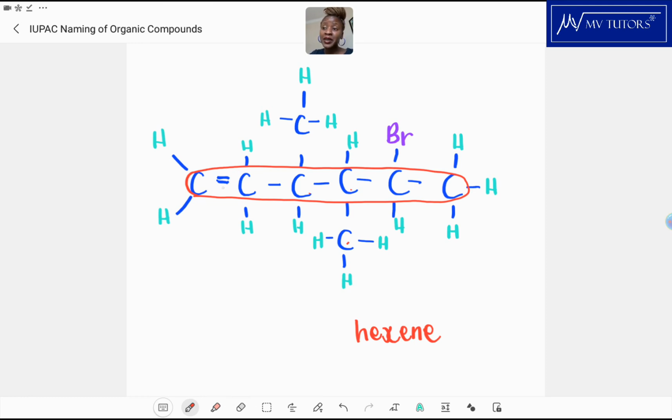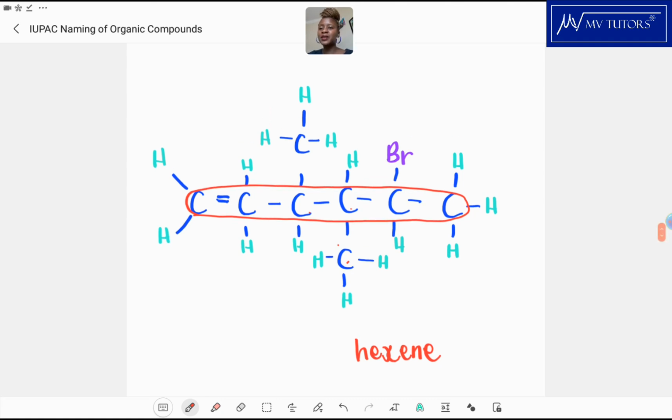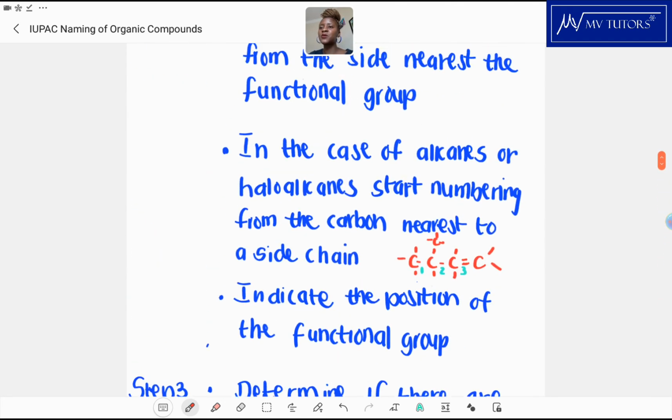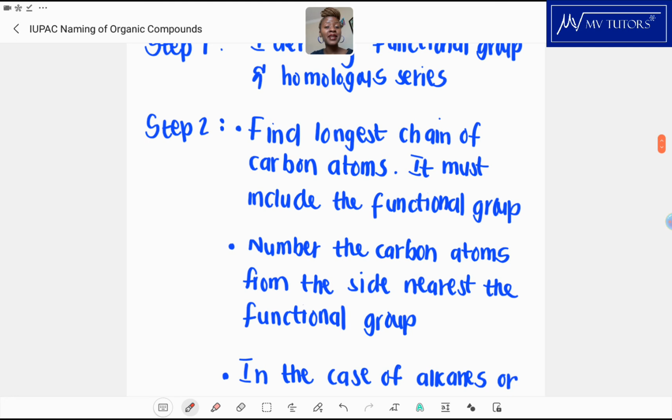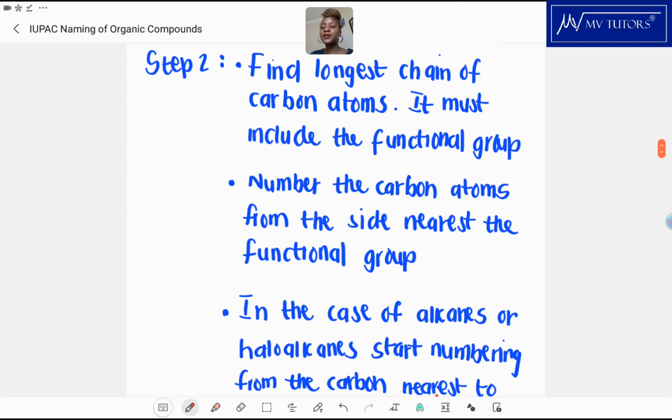Do you start numbering where you have the double bond? Which one takes preference? Is it the numbering from the double bond, or is it the halogen, or is it the branch? Okay, we see our branches are in the middle, so that doesn't matter. But what do the rules say? Let's just go back. So step 1 rather, we identified the functional group. It is a hexene. Okay, it's an alkene because of the double bond. Step 2, find the longest chain of carbon atoms. Yes, there were 6 of them, so hexene. And then the number of carbon atoms from the side nearest the functional group.